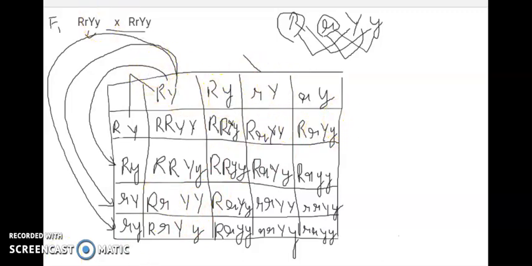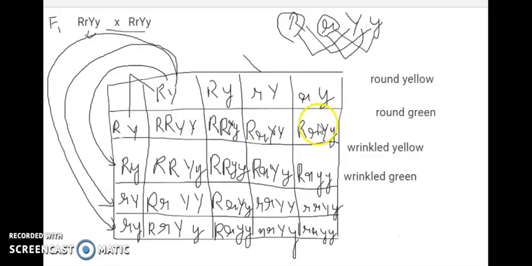Now let us see how many of them are round yellow, wrinkled green, and we will find out whether new characteristics are seen here. Let us find out the phenotypes, children. So these are the possible phenotypes after the Punnett square. So using the Punnett square, we will be getting all these phenotypes. Let us see how many of them are present.